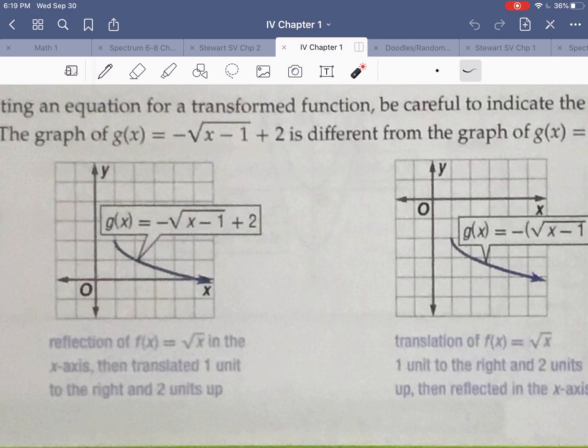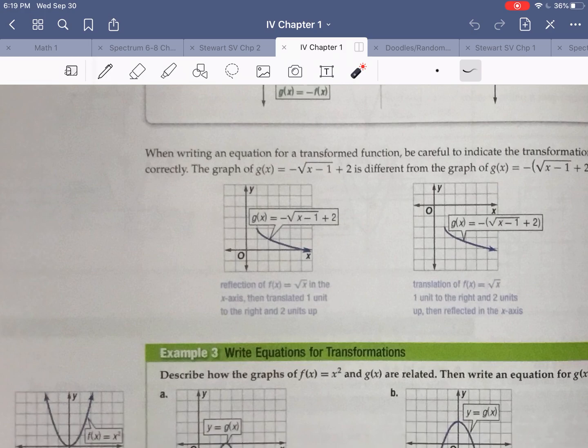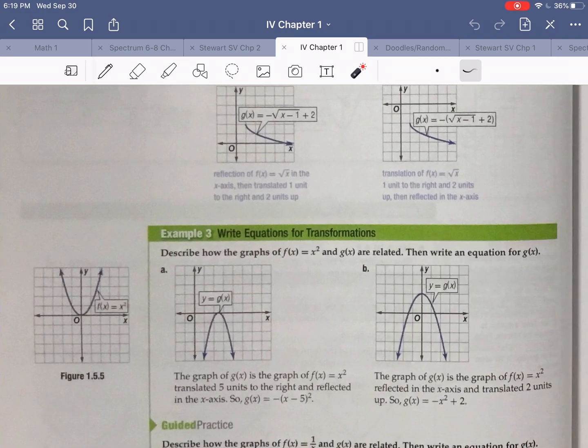What I would suggest is, as you're first starting to get used to these, type them into Desmos one little thing at a time. Start with the parent function root x, and then start adding to it, and you can see how each piece will change your function and move it to where it ends up.